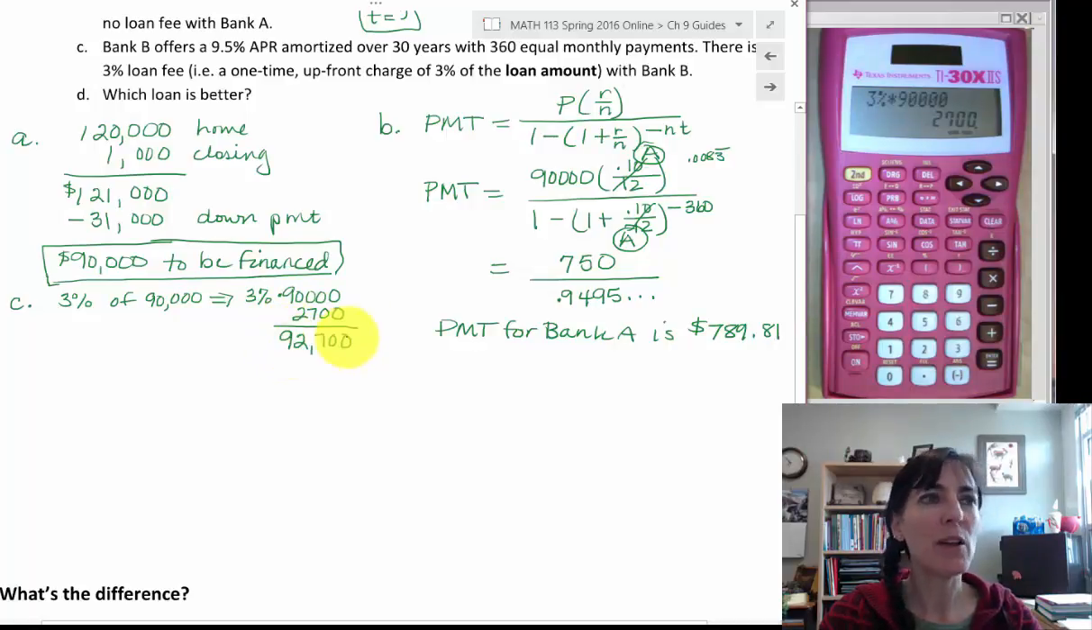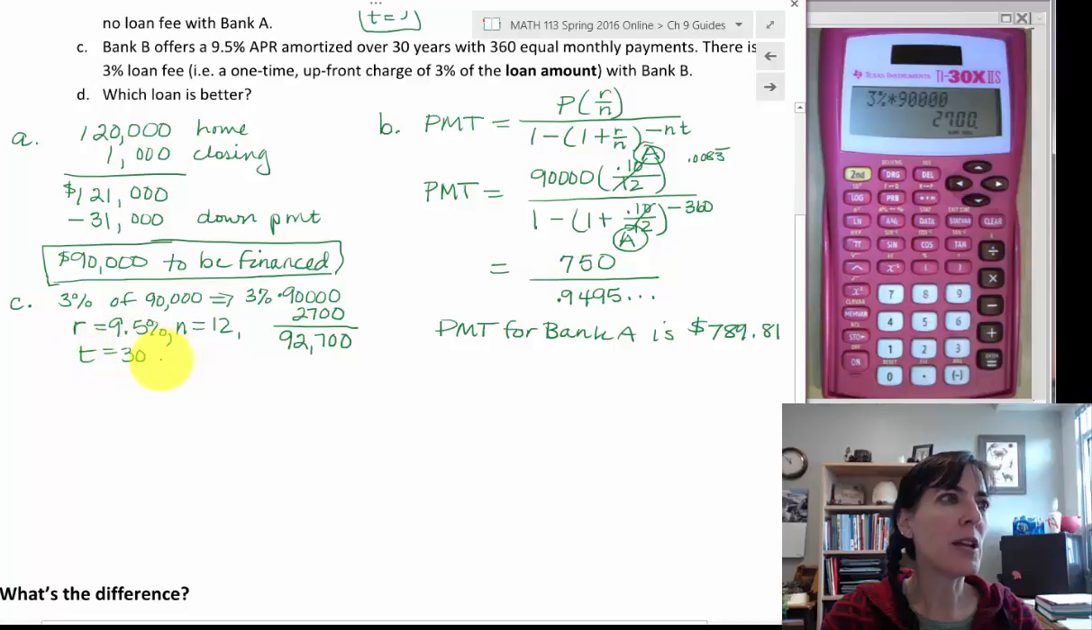So that's going to be added on to the loan amount because we've already spent all our down payment. So we're going to pay a little bit more, but our interest rate is a little bit less. So we're curious who's going to have a better deal for us. Our rate for this loan is 9.5%. I'll go ahead and use it as a percent in this calculation. And our N is 12. Our T is 30. And they're telling us our NT as well, which is 360, the total number of payments.